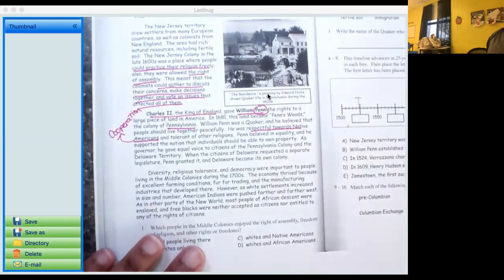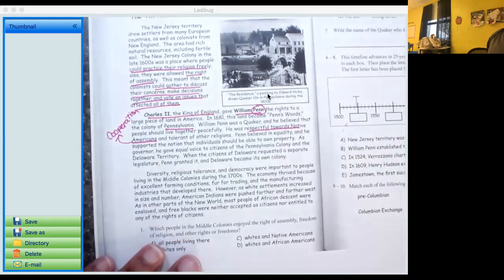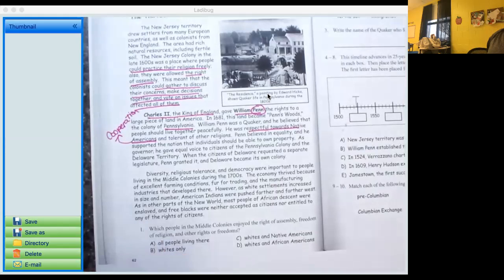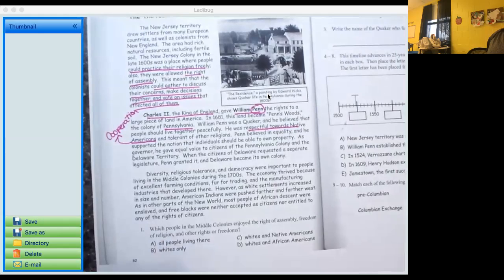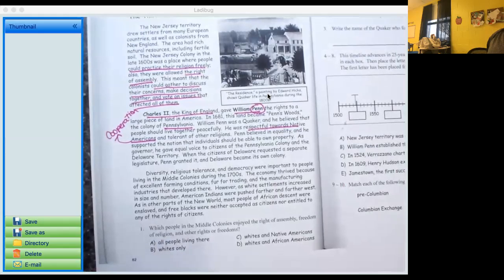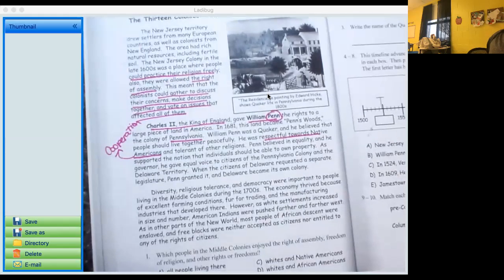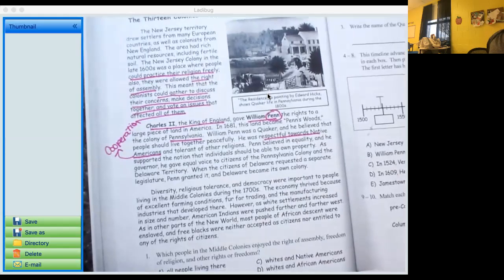All right. Penn believed in equality, and he supported the notion that individuals should be able to own property. As governor, he gave equal voice to citizens of the Pennsylvania colony and the Delaware Territory. When the citizens of Delaware requested a separate legislature, Penn granted it, and Delaware became its own colony. Diversity, religious tolerance, and democracy were important to the people living in the Middle Colonies in the 1700s. The economy thrived because of excellent farming conditions, fur for trading, and the manufacturing industries that developed there.